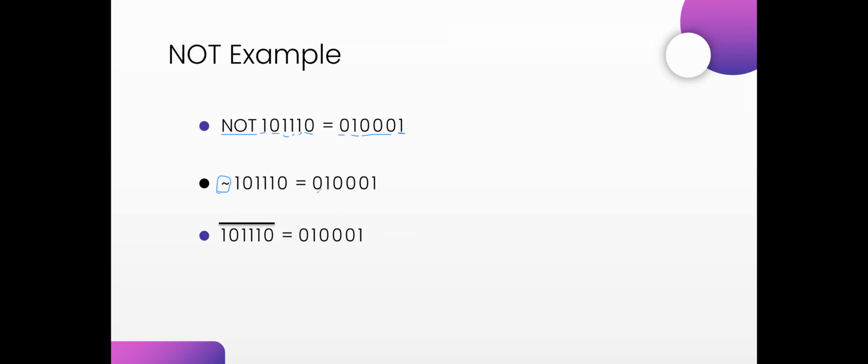And this sign is the same thing. 101 becomes 010, and 110 becomes 001. It's just a different notation. They represent exactly the same thing. All right, so this is the NOT example, and we will see something else.